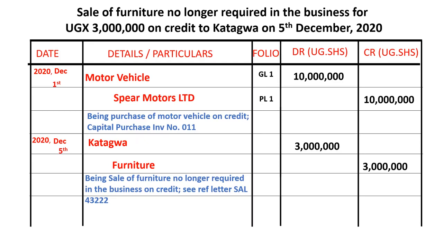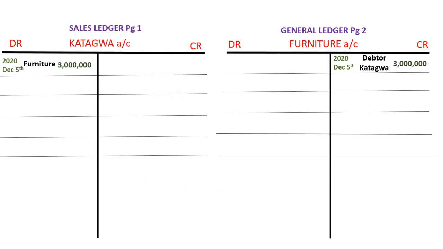So from there, you go ahead to the respective ledgers. You go to the Katagua account, it's in the sales ledger, and you debit his account like we have done in the general journal, or call it the journal proper. And then we also go to the general ledger, find the furniture account, and you credit it just like we have been doing in the general journal and like you're seeing on the screen.